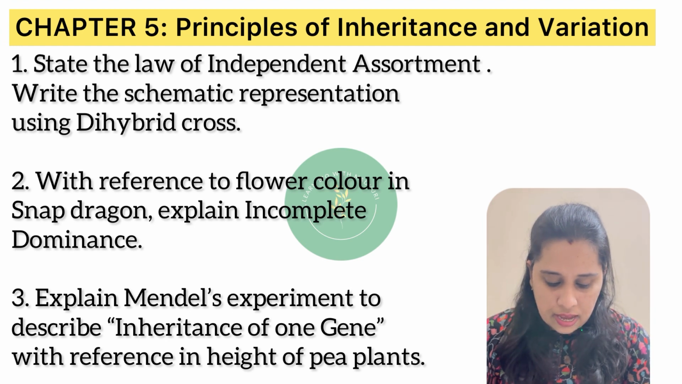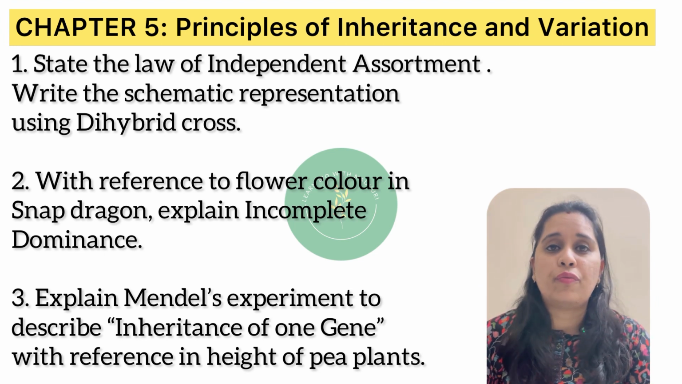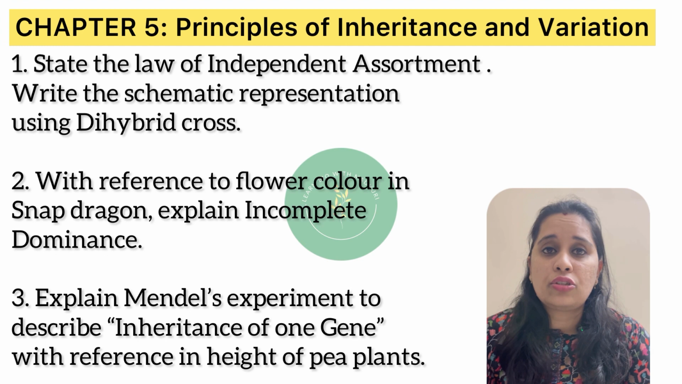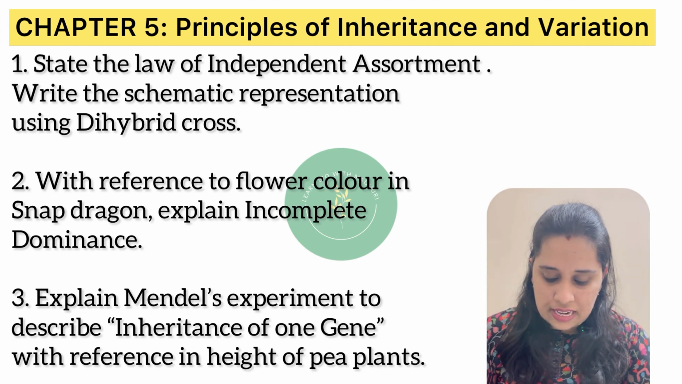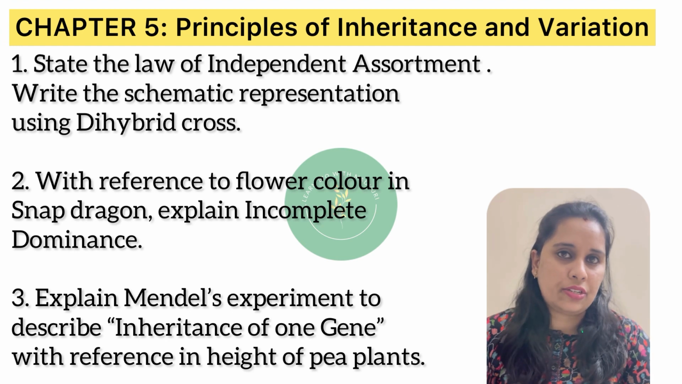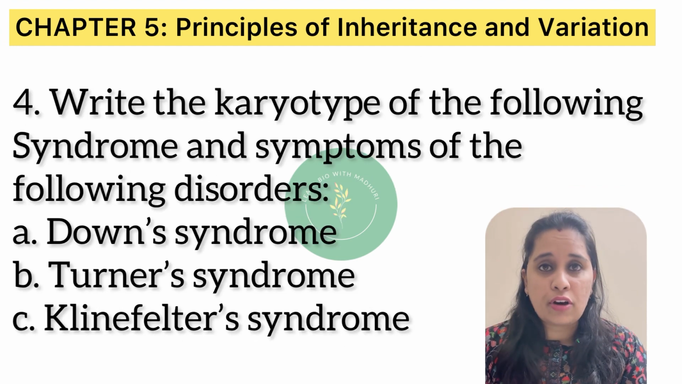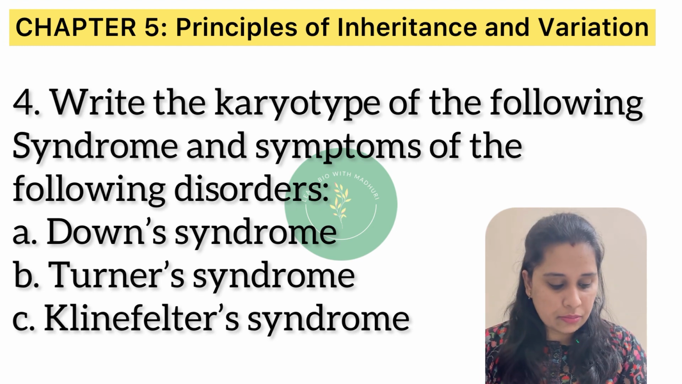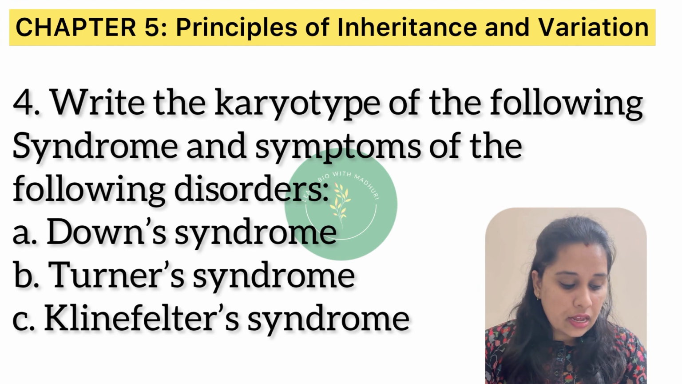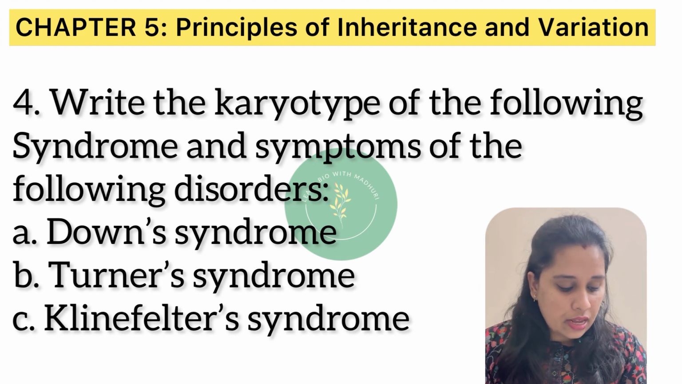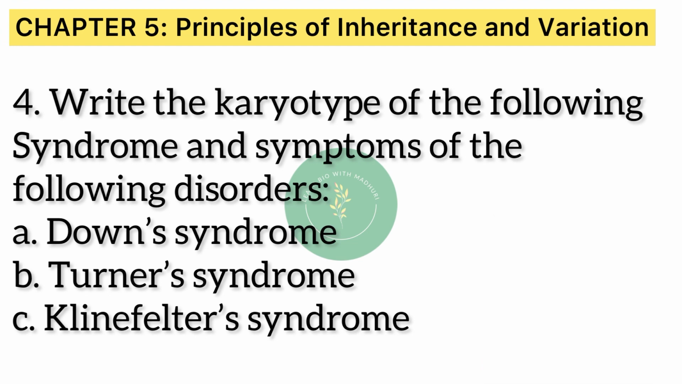Question number 3, explain Mendel's experiment to describe inheritance of one gene, or they can also ask monohybrid cross. Okay, with reference to height of the pea plants. Question number 4, write the karyotype of the following syndromes and the symptoms of the following disorders. This question is also important. Number 1, Down syndrome. Number 2, Turner syndrome. And number 3, Klinefelter syndrome.